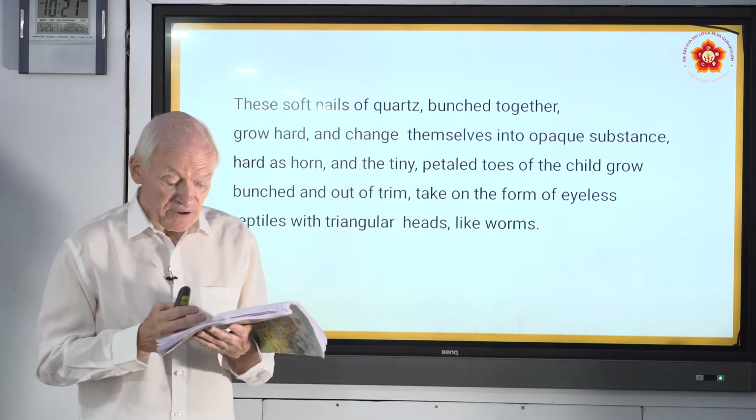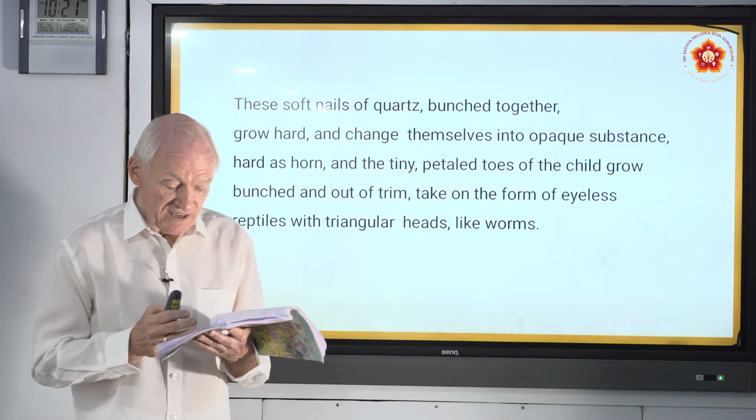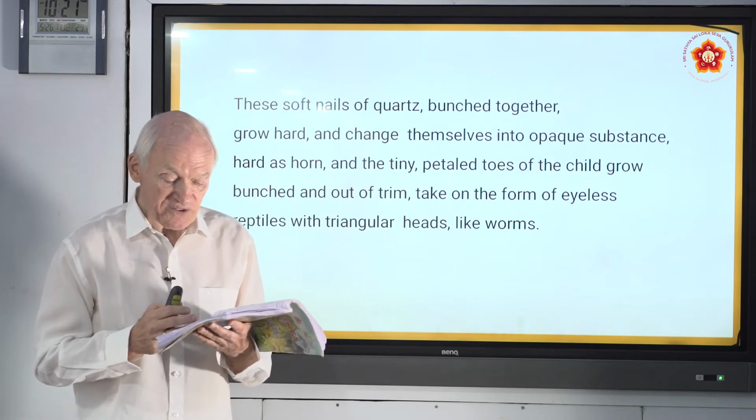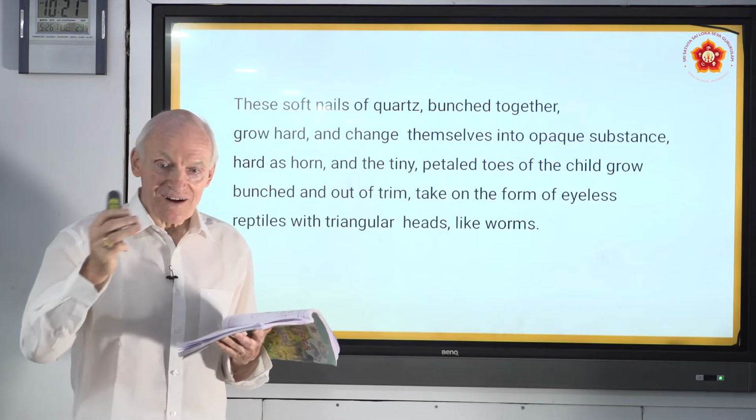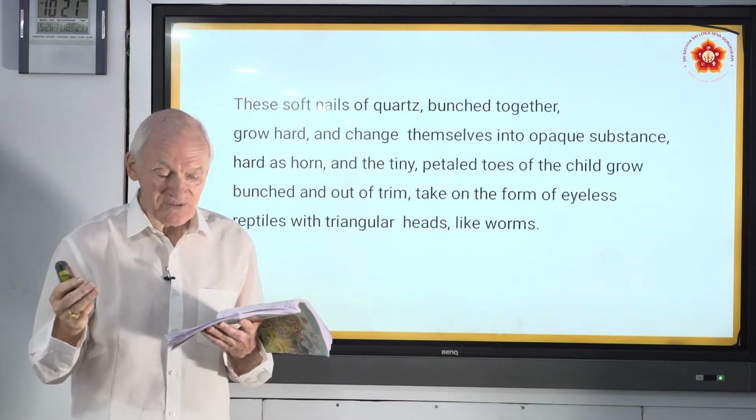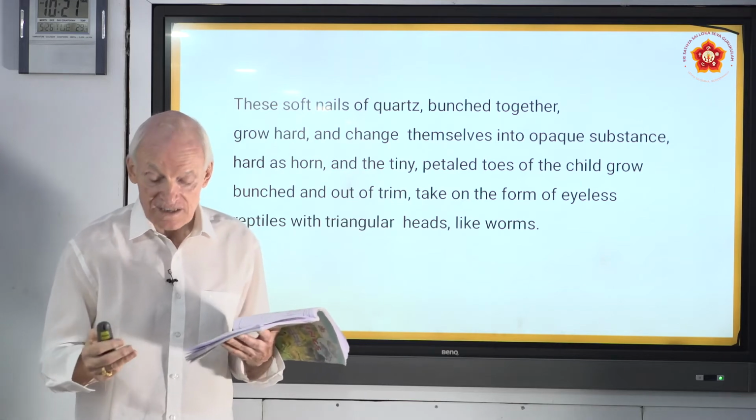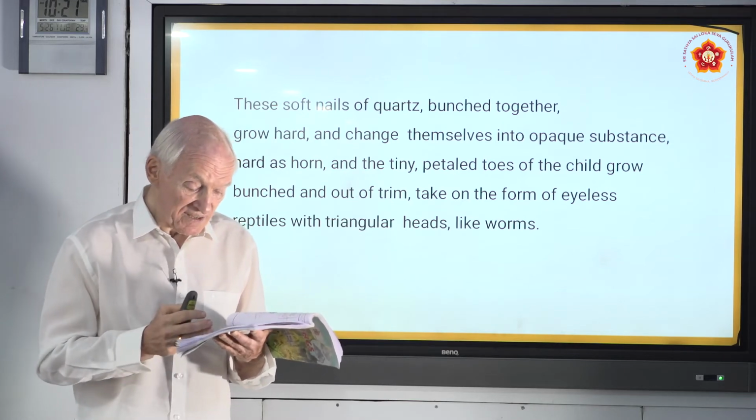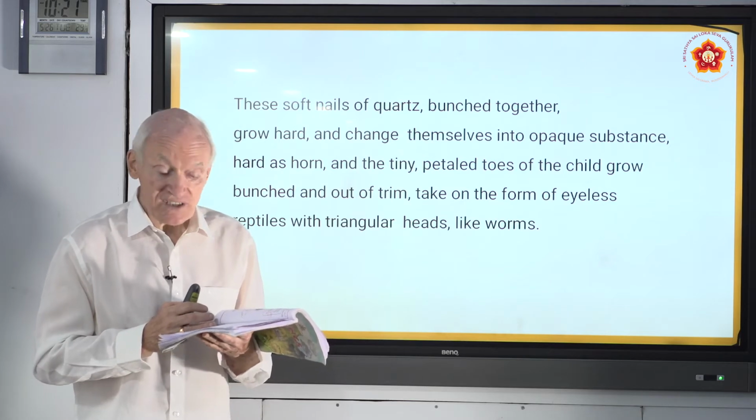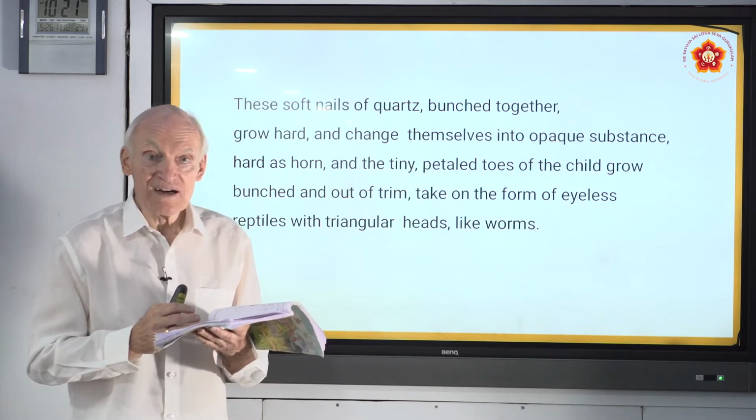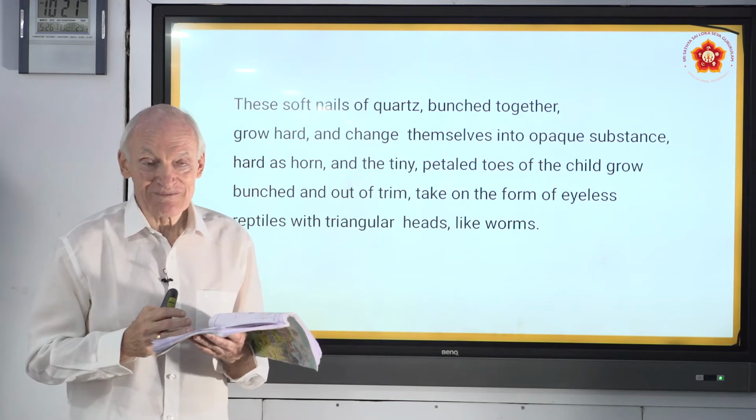And the tiny petaled toes of the child grow bunched and out of trim. When he's young, they're all coordinated, they're all together, they look beautiful. But as you get older, they get to be different lengths, different sizes, and they don't look like they're trimmed and nice. And then eventually, they take on the form of eyeless reptiles.